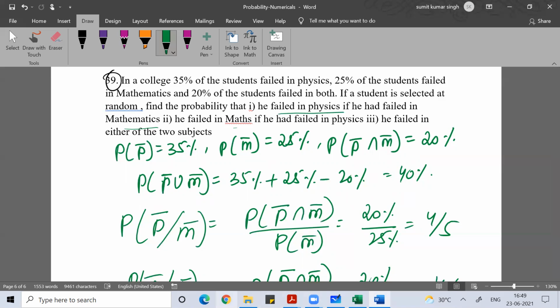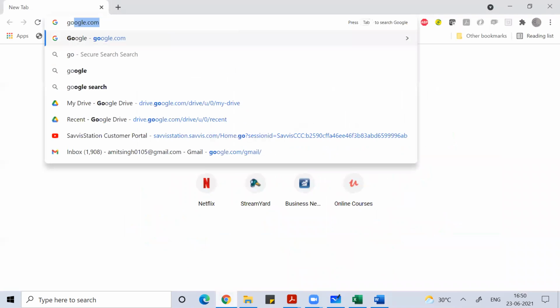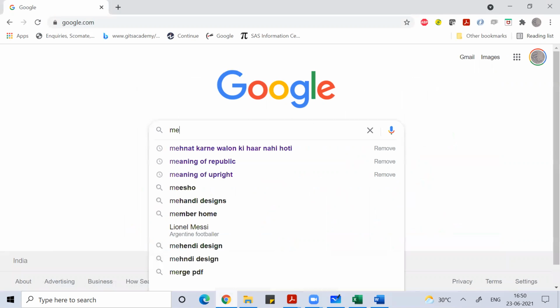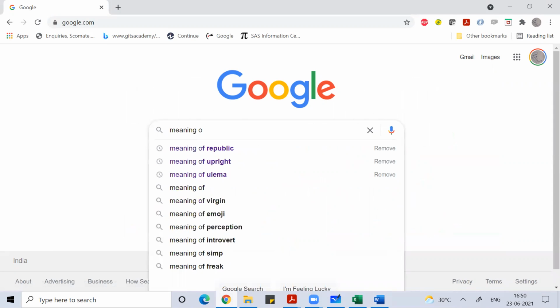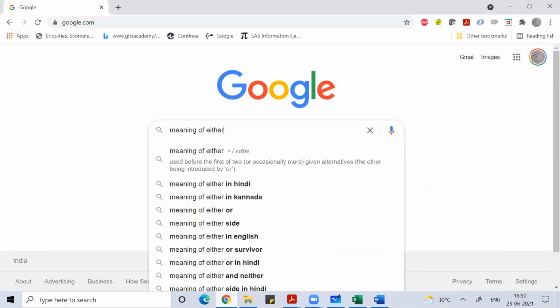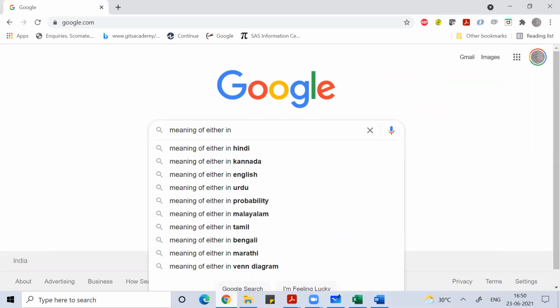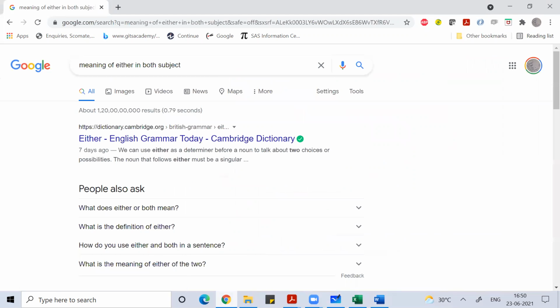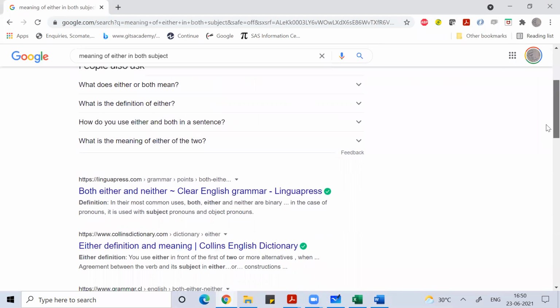So if I see the meaning of either, the meaning of either in both subjects, you can use either, either, both, either, neither.